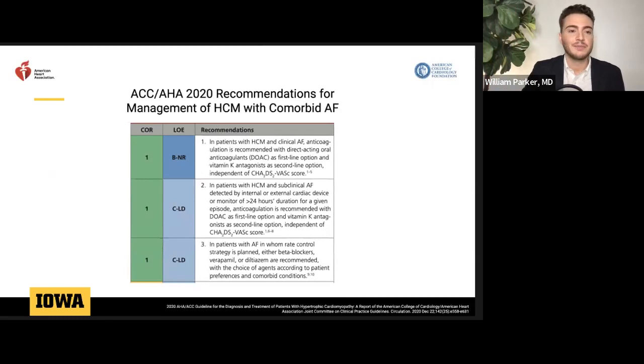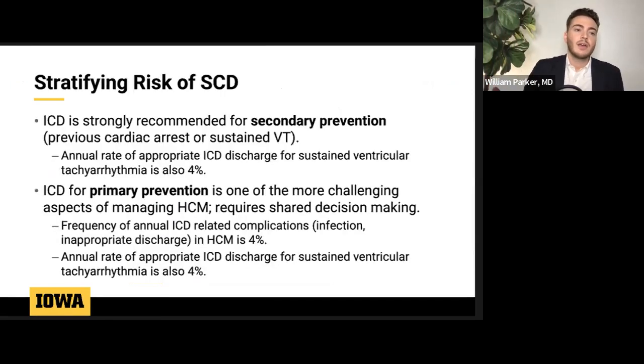Summary of what I just said. The next thing is consideration of an ICD for these patients. You want to stratify their risk of ventricular tachyarrhythmia. An ICD is strongly recommended if they've already had a cardiac arrest or if they've been in sustained VT.